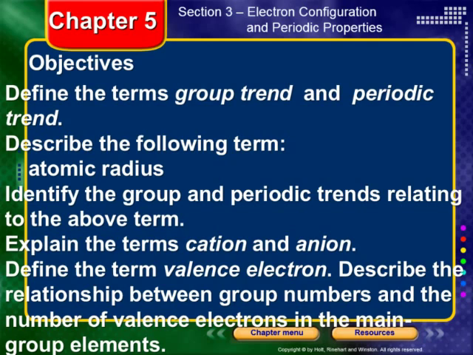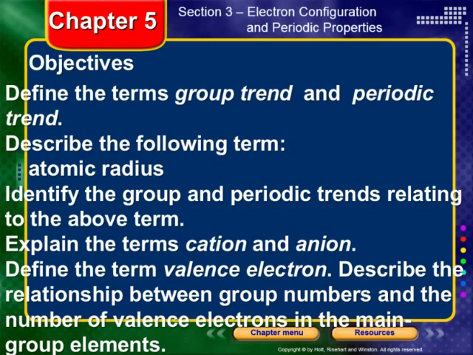Then identify the group and periodic trends relating to the above term. Okay, up and down, left and right. What happens to the radius of atoms as you go up and down, left and right on the periodic table? We are going to begin introducing the idea of ions in this section. So explain the terms cation and anion.